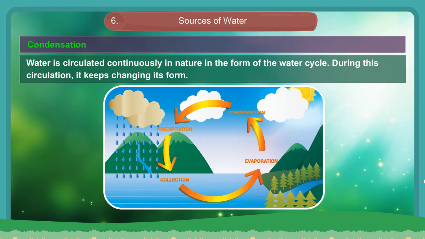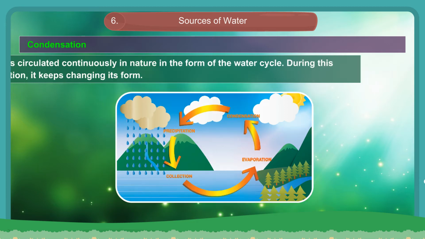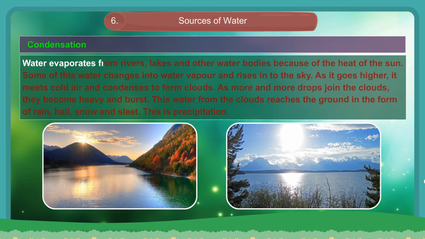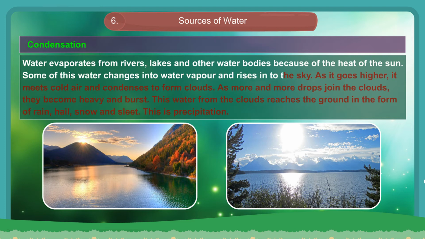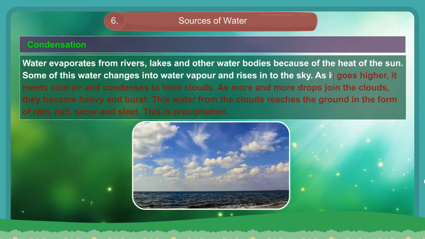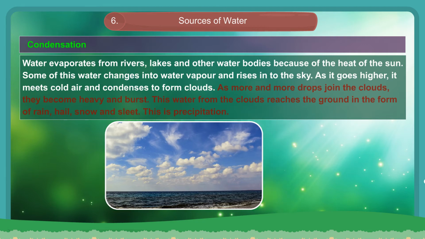Water is circulated continuously in nature in the form of the water cycle. During this circulation, it keeps changing its form. Water evaporates from rivers, lakes, and other water bodies because of the heat of the sun. Some of this water changes into water vapor and rises into the sky. As it goes higher, it meets cold air and condenses to form clouds.